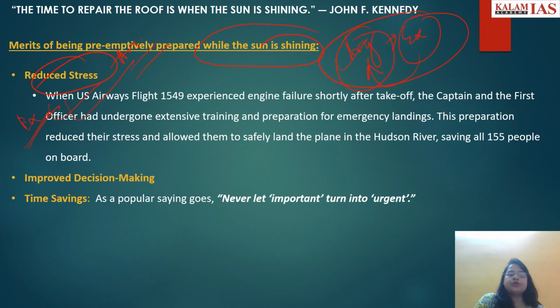Right? So here you can give the example of US Airways flight 1549, sorry, how it experienced the engine failure shortly after takeoff. But in this situation, the captain and the first officer were very cool. Okay, they were stress free because of their extensive training and preparation for the emergency landings. And that allowed them to safely land the plane in the Hudson River, saving 155 lives.